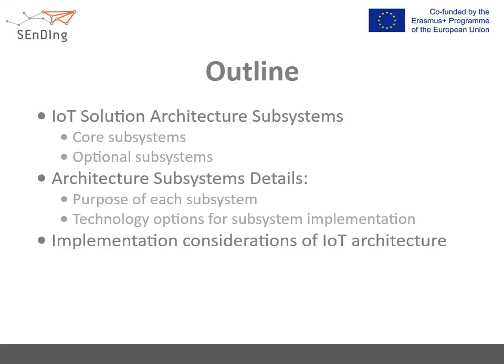Firstly, we focus on the core and optional IoT solution architecture subsystems. Secondly, each architectural subsystem is discussed in detail, including the purpose of the subsystem as well as technology options for subsystem implementation. The last section focuses on implementation considerations of the IoT solution architecture.